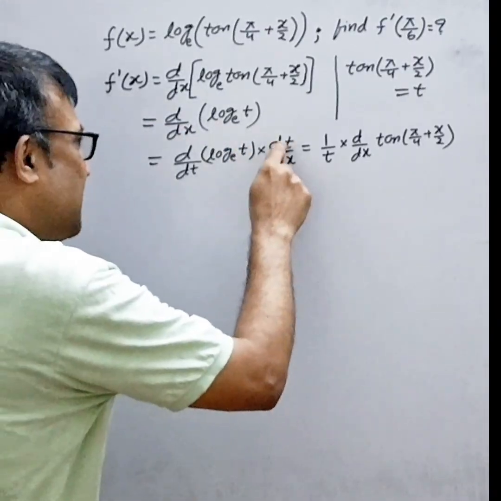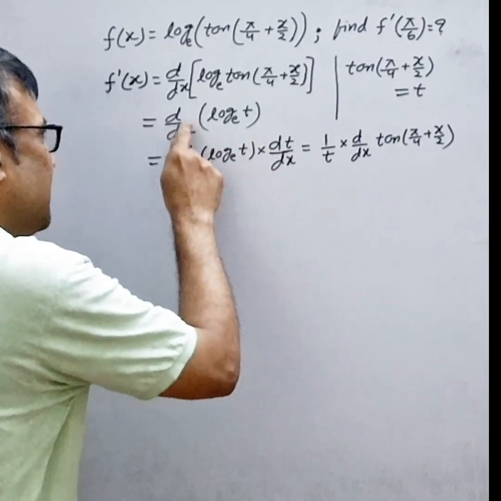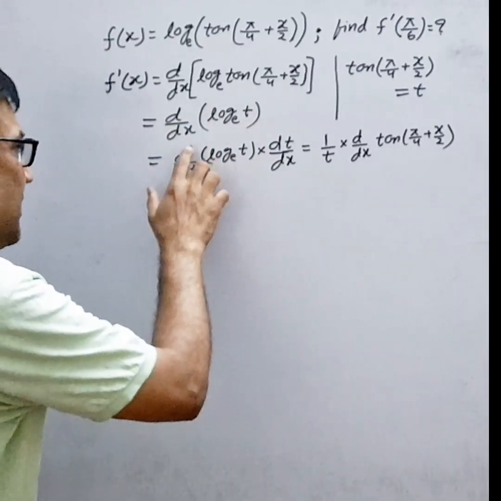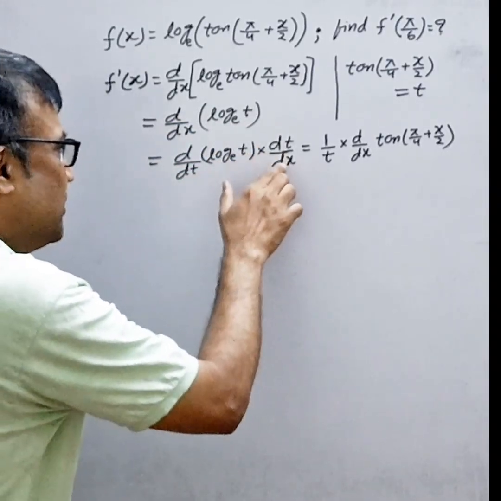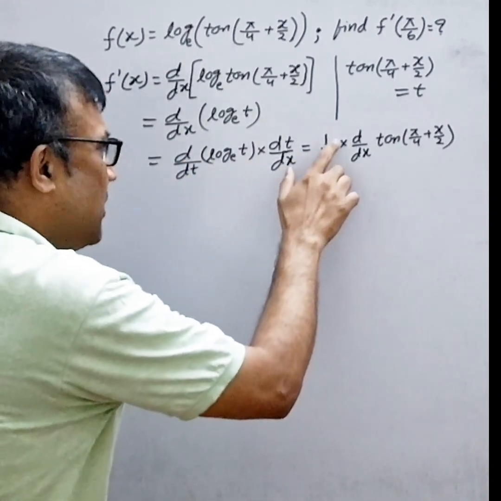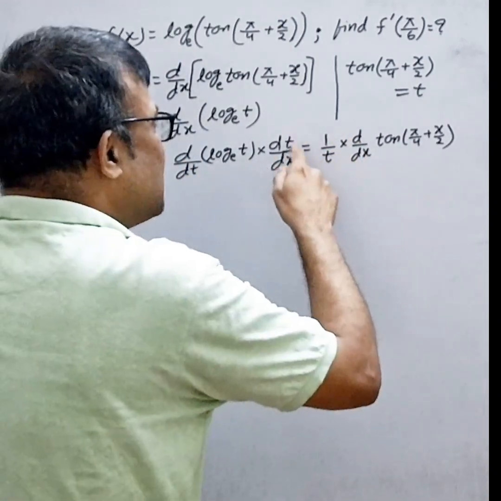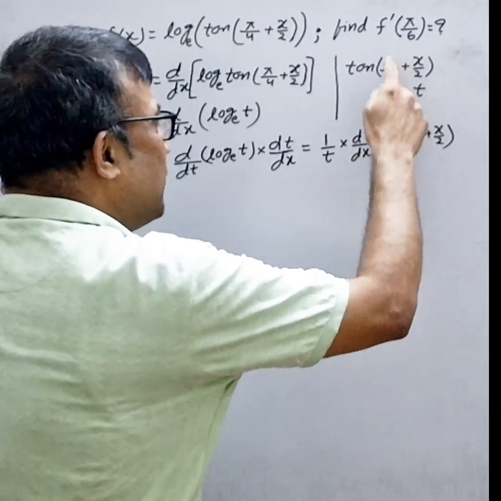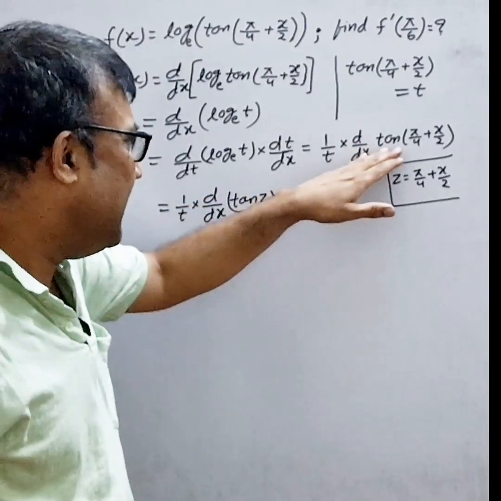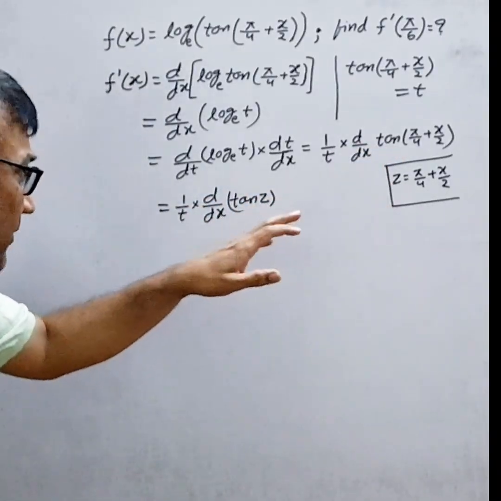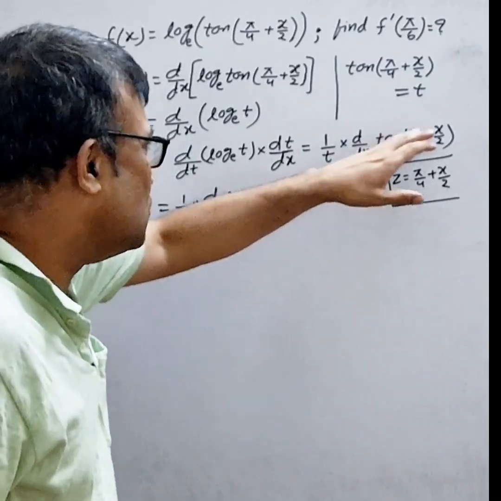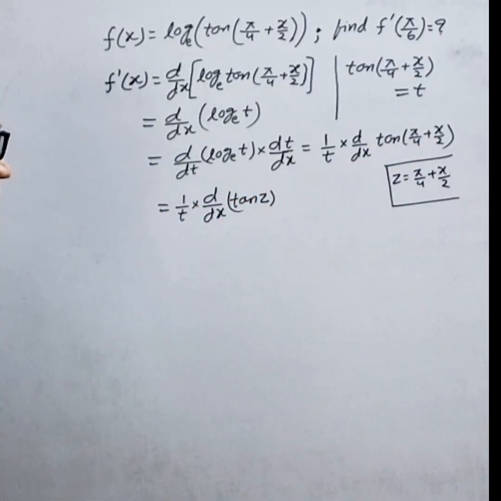Now this function is multiplied and divided by dt. The dx present here is written in the denominator of dt. So this expression will become d/dt of log t into dt/dx. Differentiation of log t with respect to t is 1/t, into d/dx, and in place of t we put its corresponding expression in x, tan(pi/4 + x/2). Now here again the tangent function is not in a form whose differentiation exists. So first we have to convert it into such a form that its differentiation can be found.